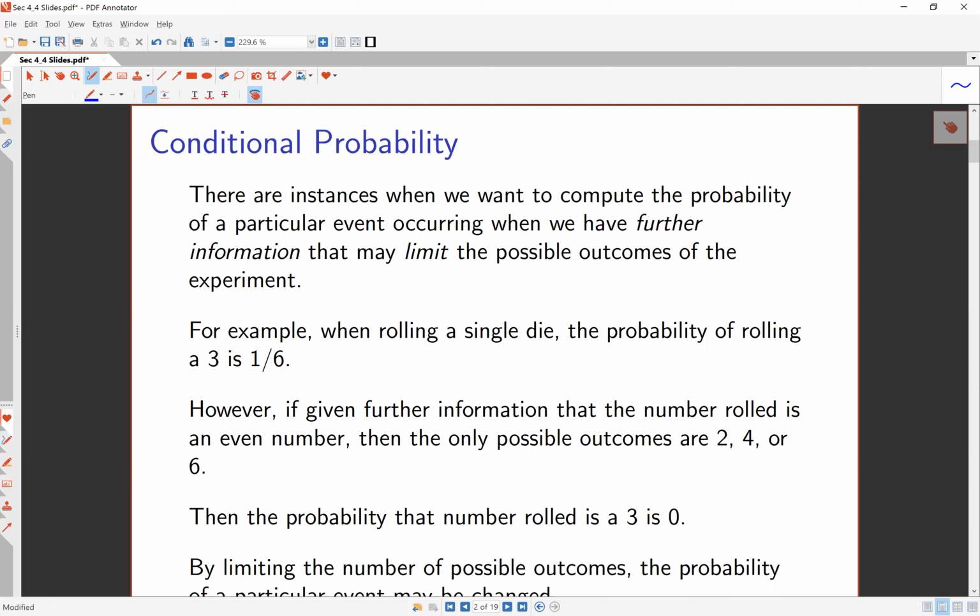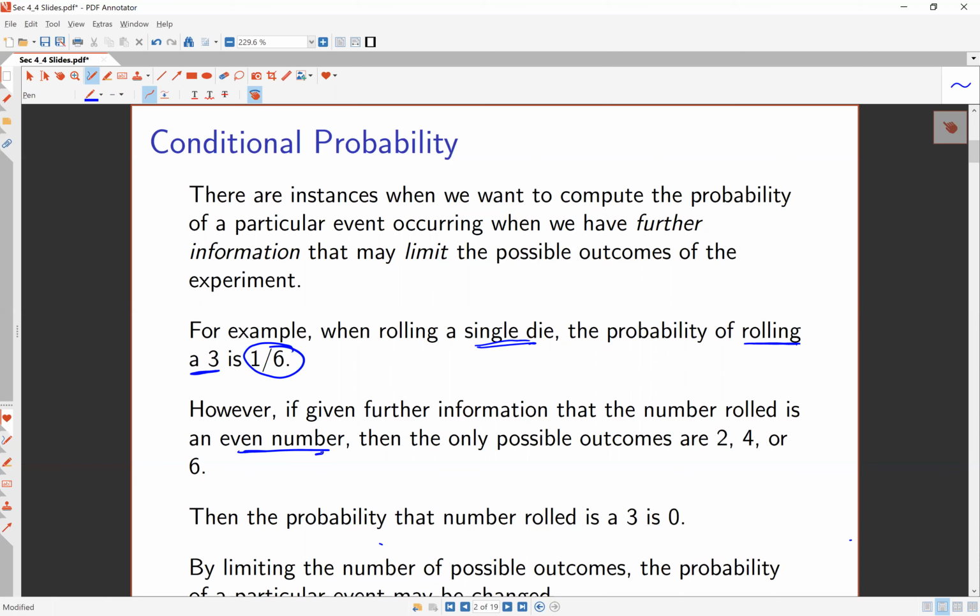Let's say we're just looking at rolling a single die, and I ask you, what is the probability of rolling a 3? Well, you know what the outcomes are. The outcomes are the numbers 1 through 6. And so one of the outcomes corresponds to the event rolling a 3, and therefore the probability is 1 in 6. But now someone comes along and they say, well, I already performed this experiment. I'm not telling you what happened on that roll, but I am telling you that I rolled an even number.